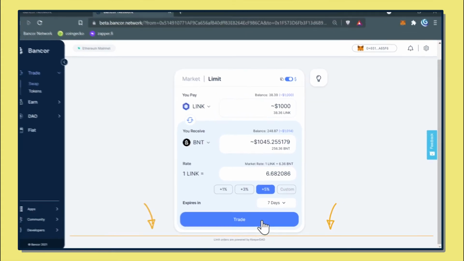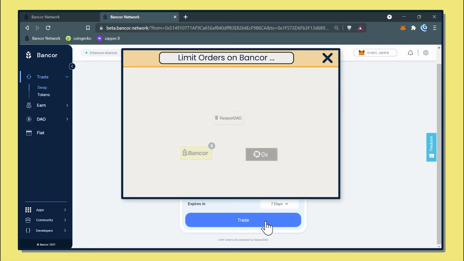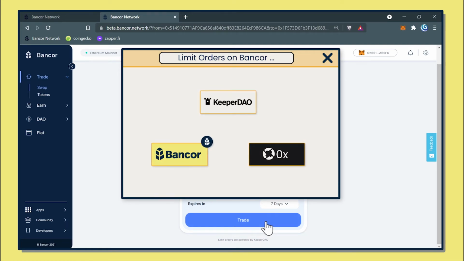Your order will then appear below the swap interface and you can always check whether the order has already been executed. But first, I would like to explain how limit orders work on Bancor. Limit orders are made possible through an integration of KeeperDAO and the 0x protocol. This has a few special features.